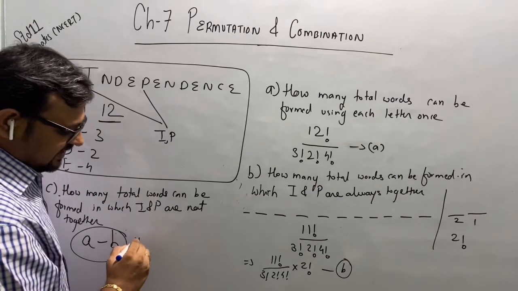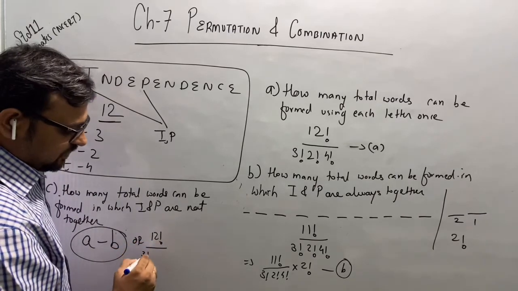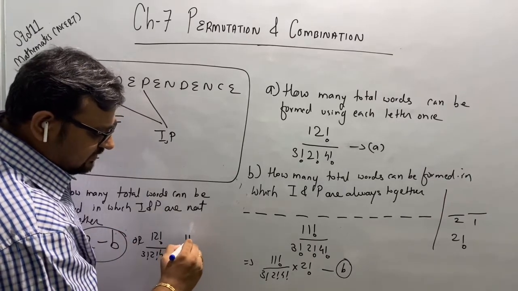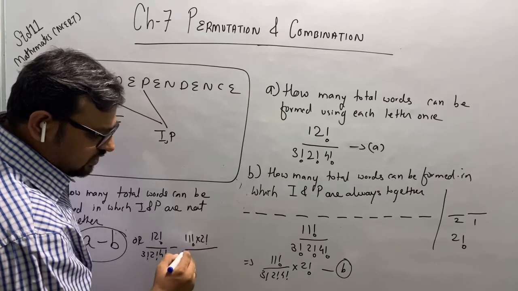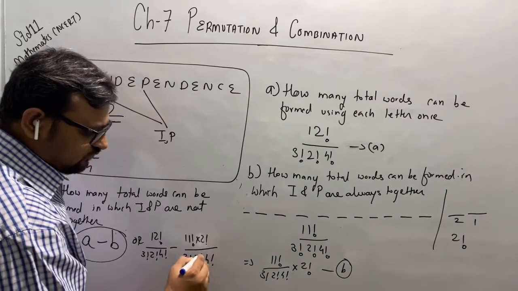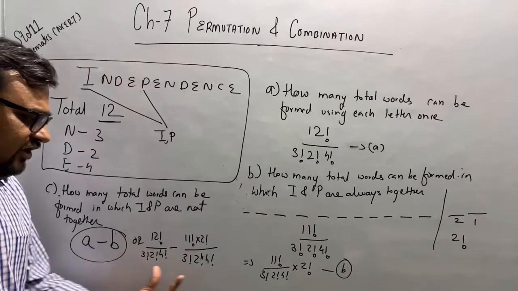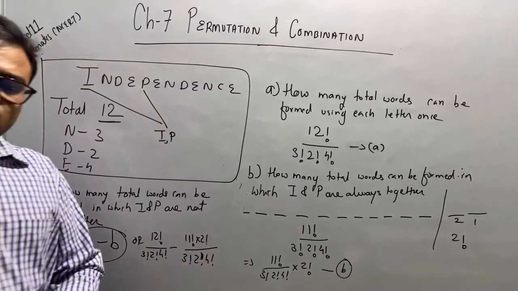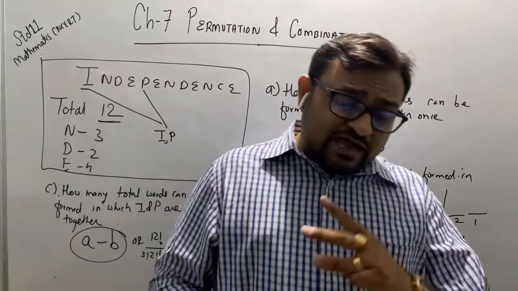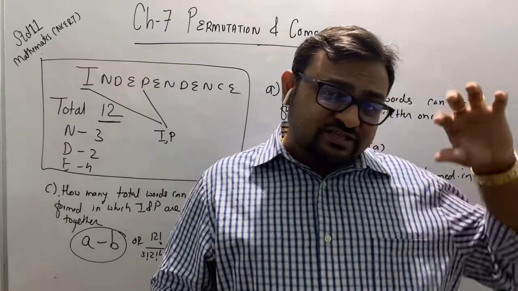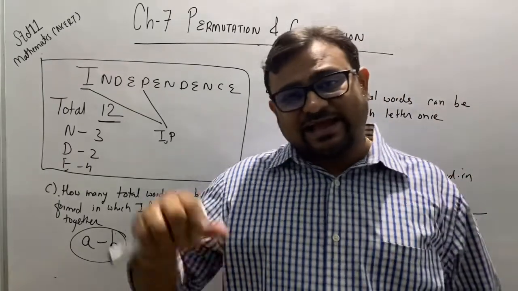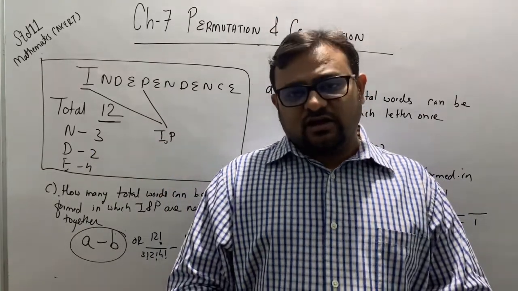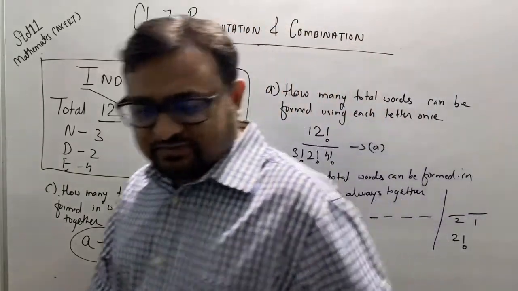Or else I can write down 12 factorial upon 3 factorial, 2 factorial, 4 factorial, minus 11 factorial into 2 factorial upon 3 factorial, 2 factorial, 4 factorial. So first calculate this with a calculator, and then subtract it. By this way you will get the answer. So remember, two types of question: one in which these two are always together, and second in which these two are never together. Clear? So first note down these three types.